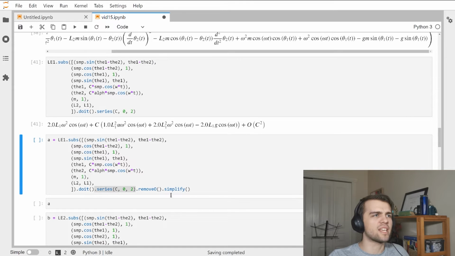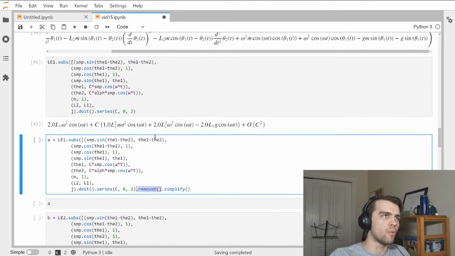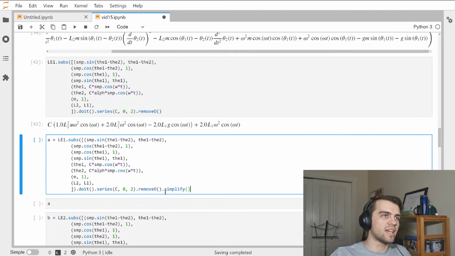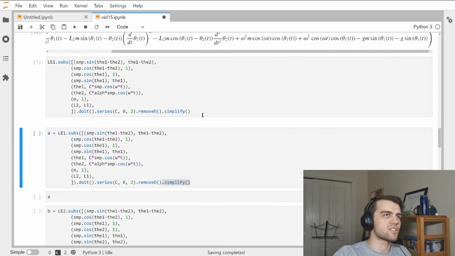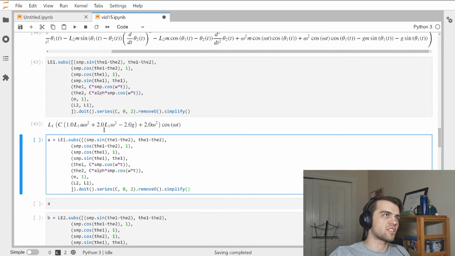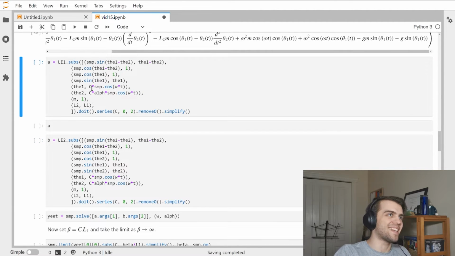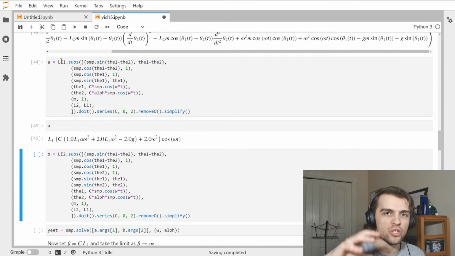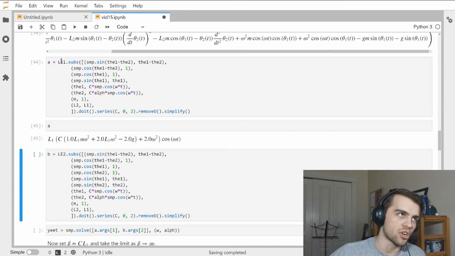And now if I don't want this thing here, I can just call this .removeO method, and it will remove that final term here. And then finally, I call simplify on this, and it will simplify this expression. That's exactly what I do in this cell here, and I define it as a. Now I have this quantity a, and remember that this is the first Lagrange's equation, which is equal to 0.